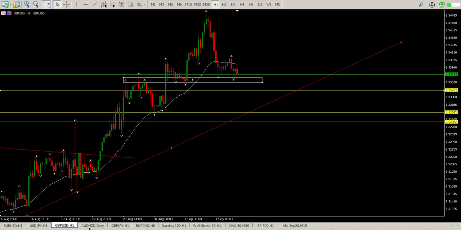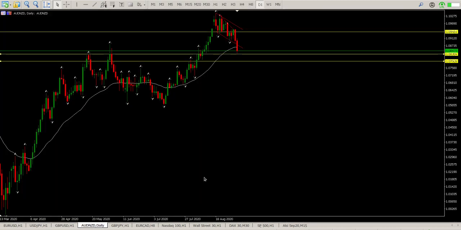Okay, Aussie dollar, New Zealand dollar, that's not going according to plan at all. So it doesn't look like the breakout is happening to the upside. This flag that we can see here is pretty much null and void now, so I'm just going to get rid of that.